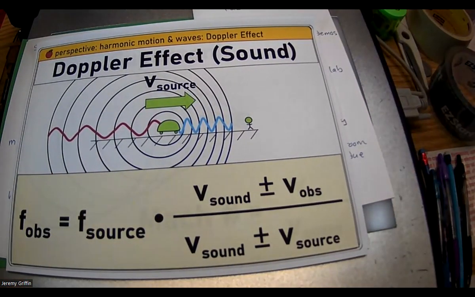I got a Doppler demo. Wait, where did I? Oh, here it is. All right, so I got a piezo. I'm going to put this on a string, and this is all on a big old ball of yarn. So, safety going on here.